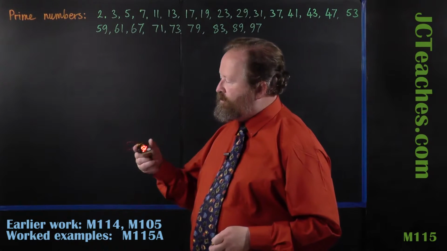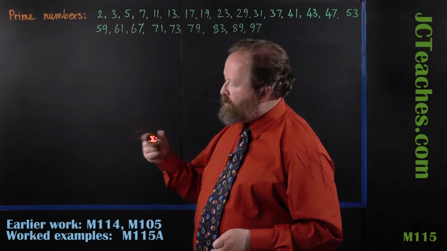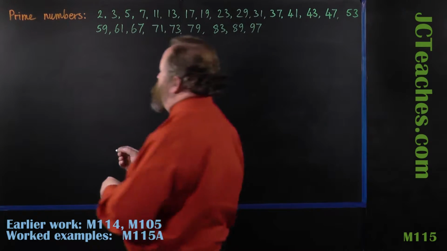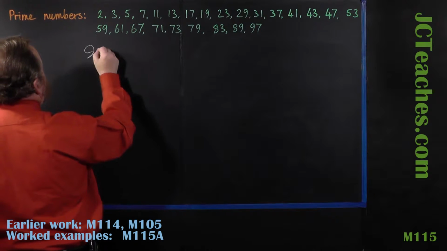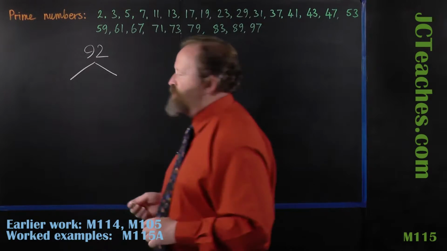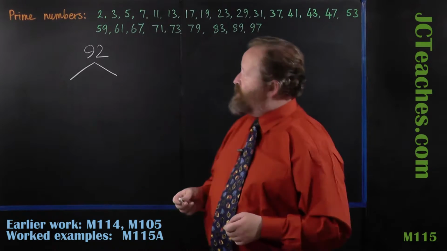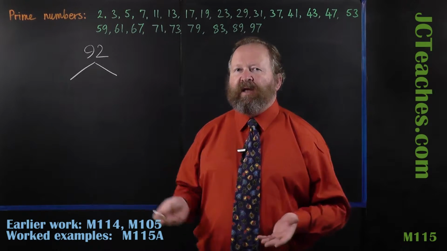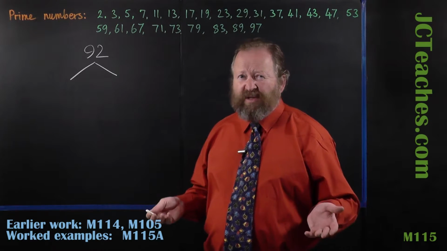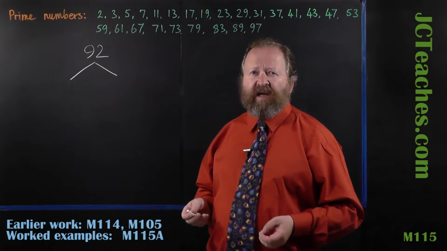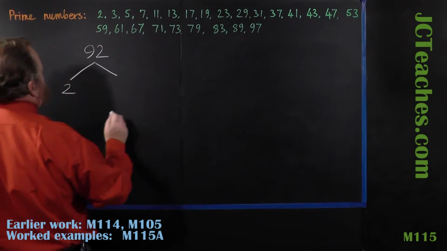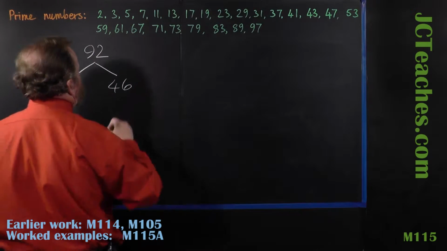Here we go again. 9, 2. 92 is definitely not a prime number. So 92. Factors of 92. What goes into 92? Is there anything you can think of in particular that goes into 92? Well, apart from 2, which is quite obvious, we'll try that. We'll try doing it by 2. So we've got 2 here, and we've got 46 over there.